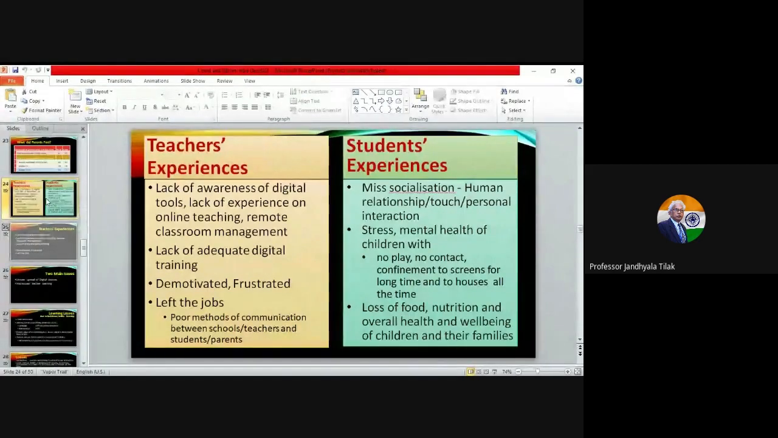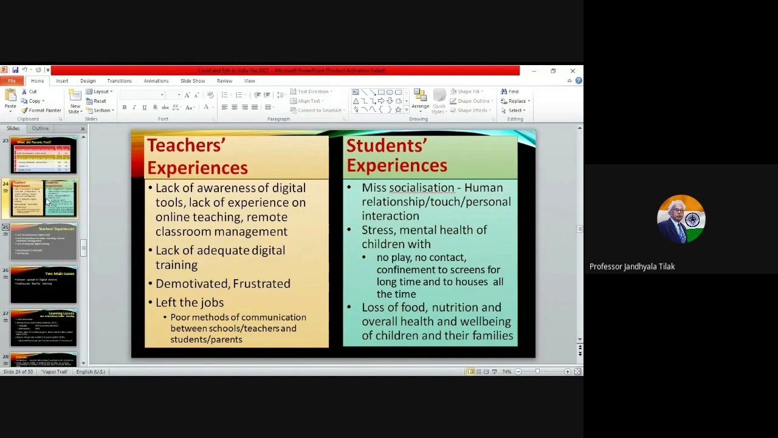So quite a few teachers, good numbers of teachers, got demotivated and frustrated, and many people have also reported to have left the jobs. One of the important reasons that they gave is the online facilities are not really very good for the methods of communication between the teachers and the students and the parents, or teachers and the parents. That lack of communication really demotivated the teachers to a great extent. Students also felt that the socialization, which is very, very important, was completely missing because they were in small rooms all the time and small screens all the time. And that also caused stress and affected the mental health of the children, which really poses a big problem nowadays. There was no play, no contact with anybody, and confinement to the small screens and small rooms.